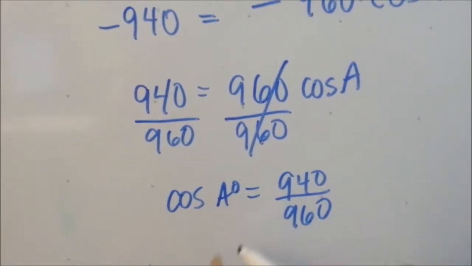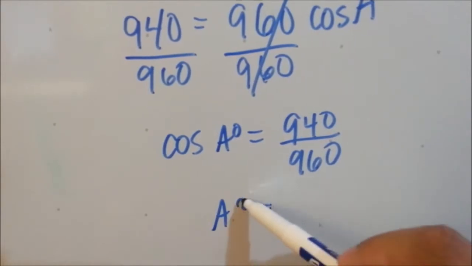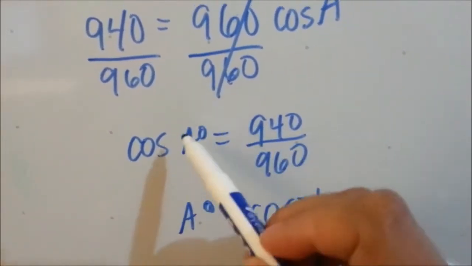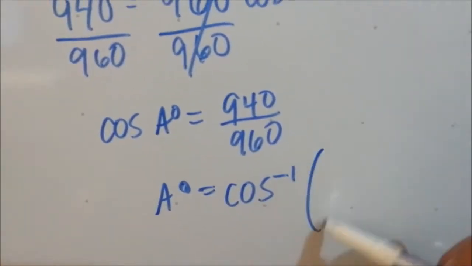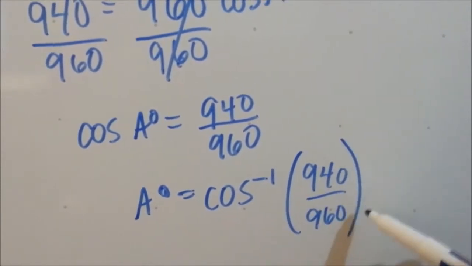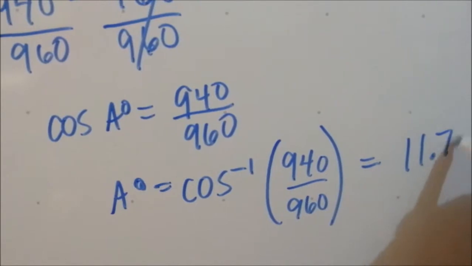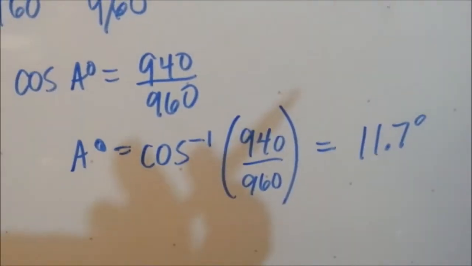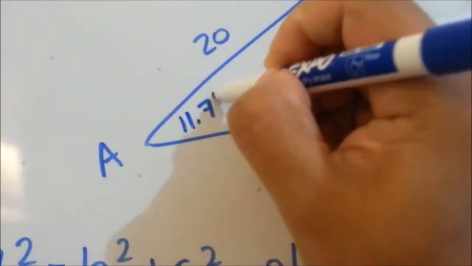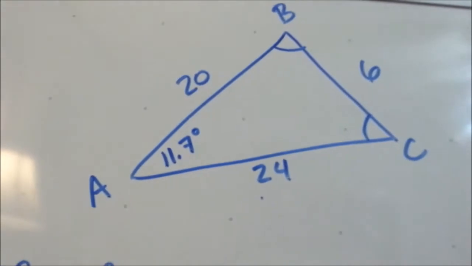But we don't want the cosine of A, we want A. So angle A is equal to cosine to the negative 1. We have to do the inverse because we're interested in an angle, of 940 over 960. And that means that angle A is equal to 11.7 degrees. Okay? So you go back to the triangle, and this is 11.7. We're still missing this one, and we're still missing that one.